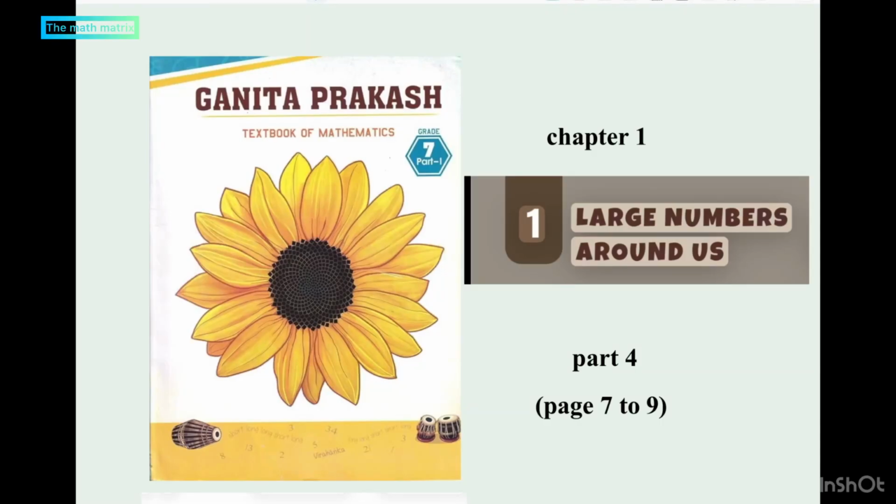Hello everyone. In today's section, we are going to dive into pages 7 through 9 of our textbook Ganitha Prakash.